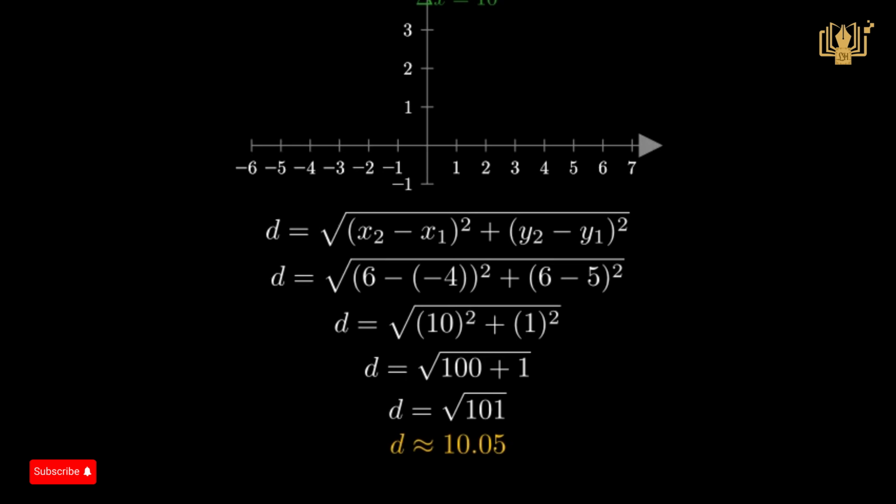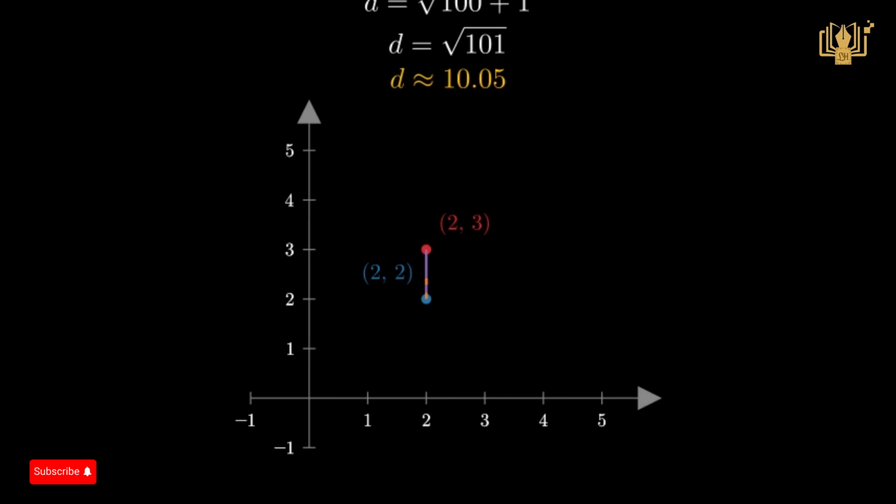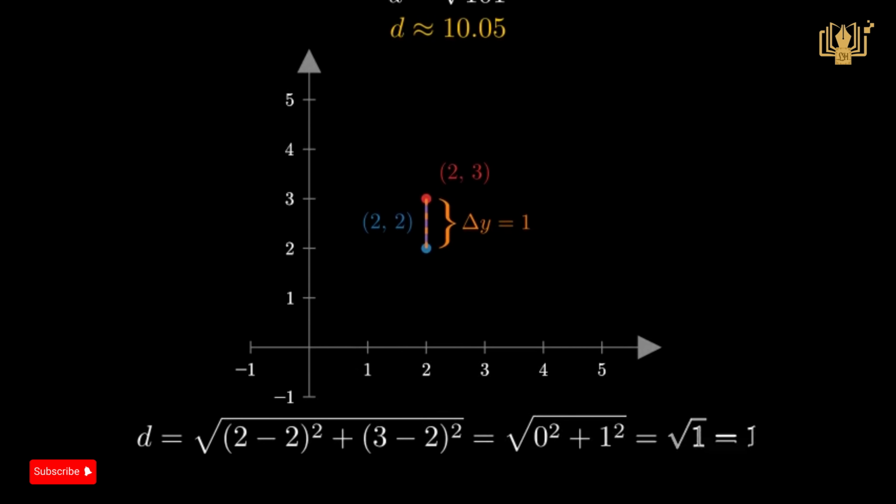Example 2. Find the distance between (2, 2) and (2, 3). These points are stacked vertically. Delta x is 0 and delta y is 1, so the distance should be exactly 1. Using the formula, the distance equals the square root of 0 squared plus 1 squared, which is 1.